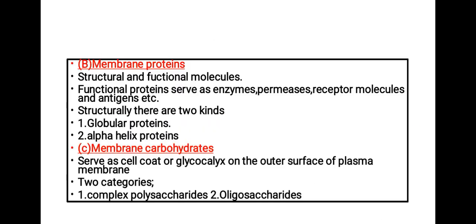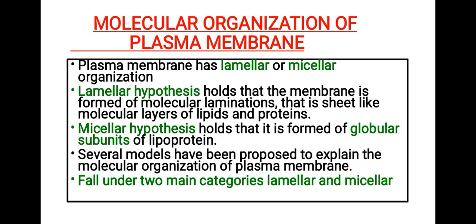Membrane proteins are structural and functional molecules. Functional proteins serve as enzymes, permeases, receptor molecules and antigens, etc. Structurally they are of different kinds, globular proteins and alpha helix proteins. Membrane carbohydrates are of many types. They serve as cell coat or glycocalyx on the outer surface of the plasma membrane. There are 2 categories of membrane carbohydrates, complex polysaccharides and oligosaccharides.